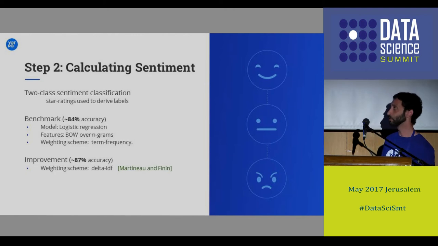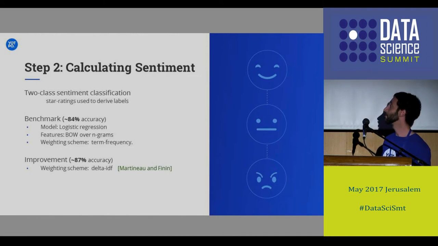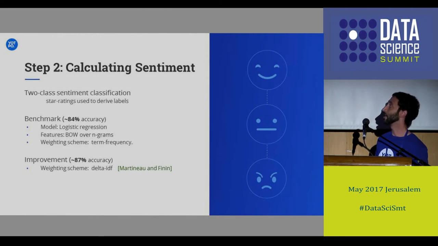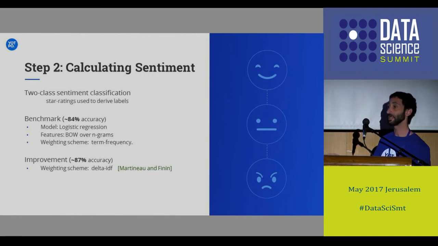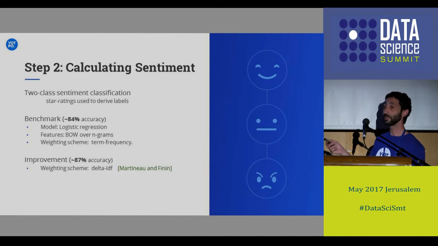Using this method, we've been able to reach 84% accuracy on our data on an evenly split test set. We looked for improvements and then found an interesting notion called delta IDF. It's another factor added to the weighting scheme. Namely, it is the log of a ratio of the probability of seeing a term given a positive review against the probability of seeing that term in a negative review. Taking this factor into account, we were able to reach 87% accuracy. For those of you who want to calculate sentiment and don't have much data in your hands, I really, really recommend using this score. It's pretty easy, and the benefit is clear.